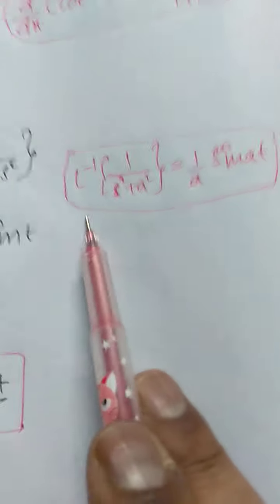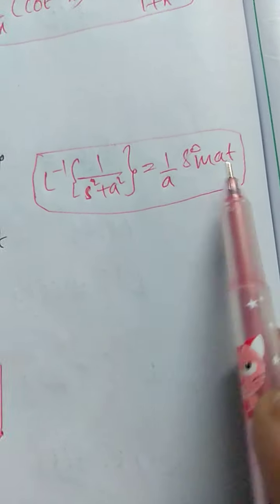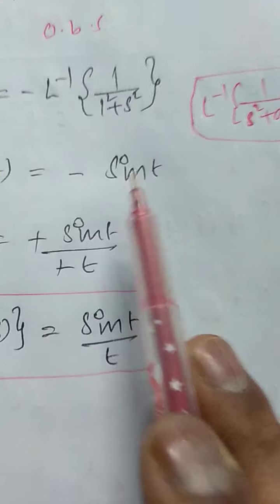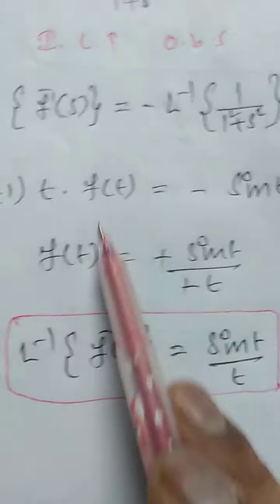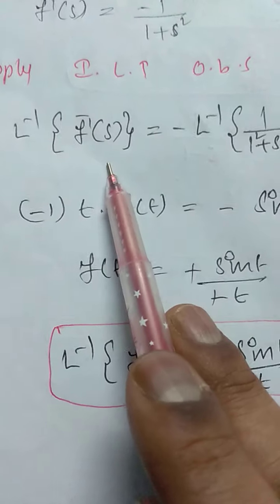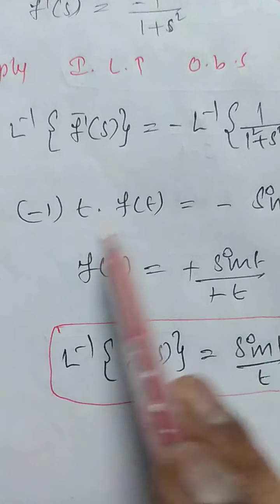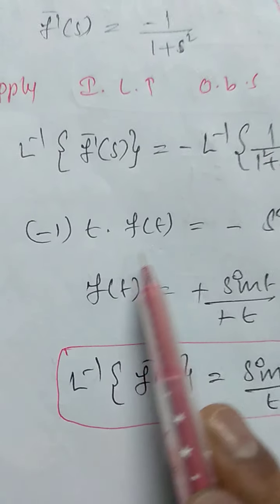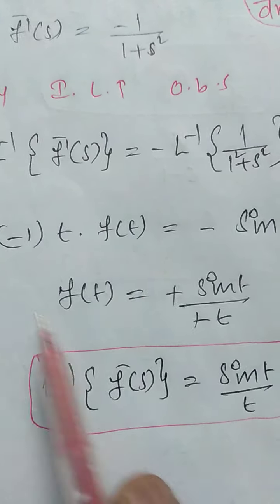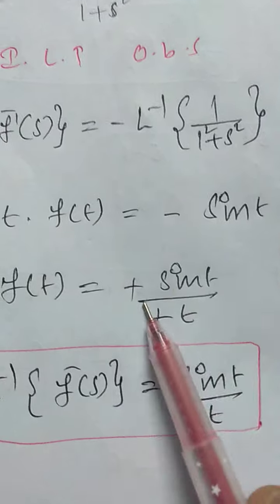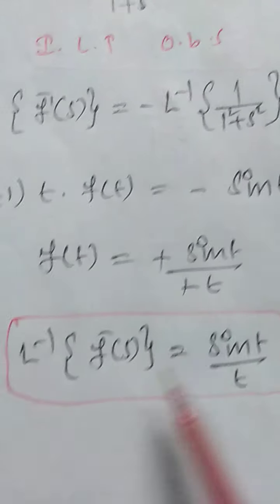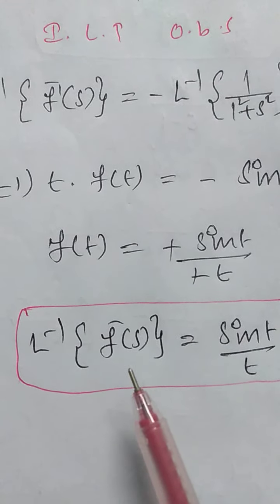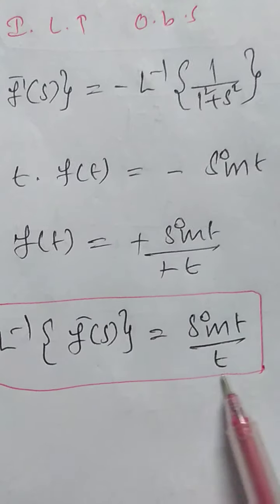This can be written as 1 by s square plus 1 square. It is in the form of L inverse of 1 by s square plus a square is equal to 1 by a into sin a t. According to the formula, we can write it as sin t. L inverse of the first derivative of f bar of s is equal to minus 1 into t into f of t. This is the inverse Laplace transform of the first derivative. Therefore, by cross multiplication, f of t is equal to minus sin t divided by minus t, minus minus cancel. Therefore L inverse of f bar of s is equal to sin t divided by t.